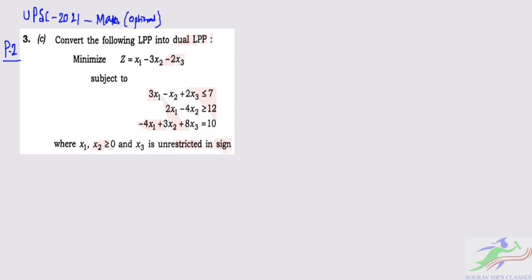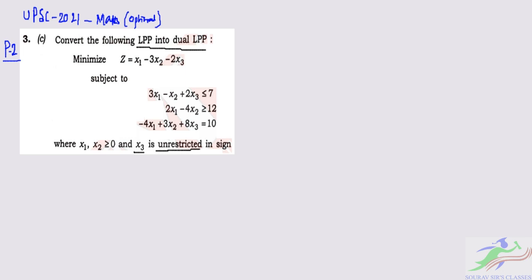Convert the following LPP into dual LPP. Minimize z is given as x1 minus 3x2 minus 2x3, subject to these three equations, where x1, x2 are greater than or equal to 0 and x3 is unrestricted in sign.